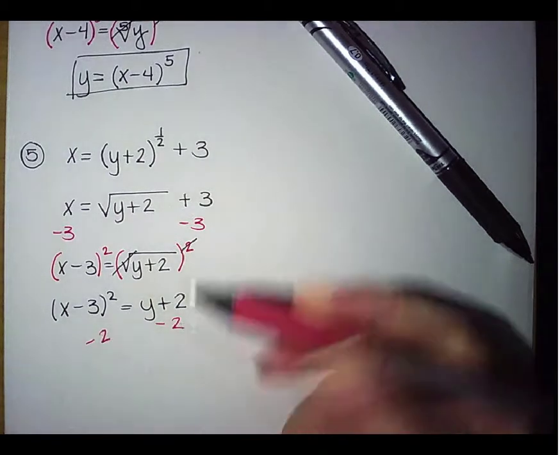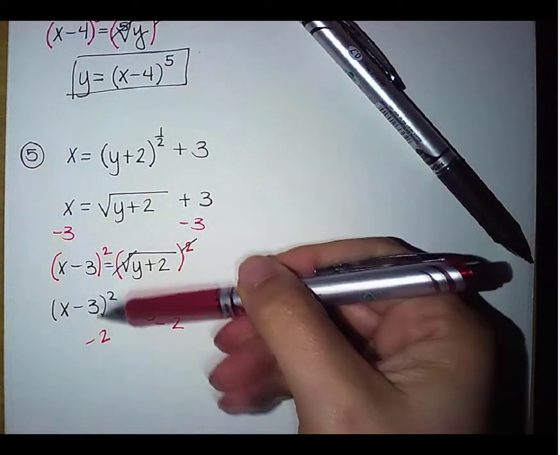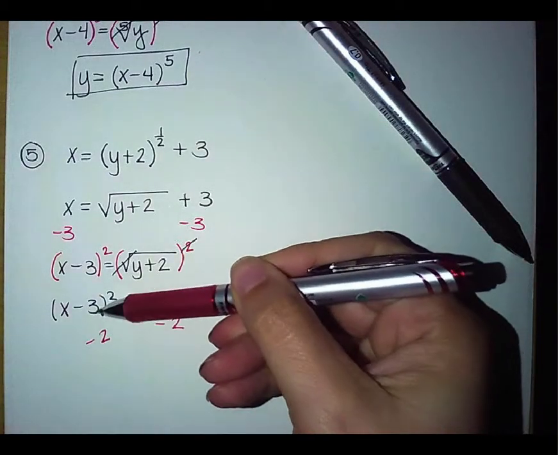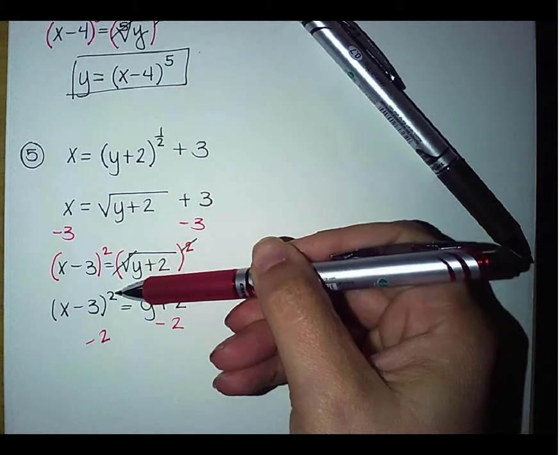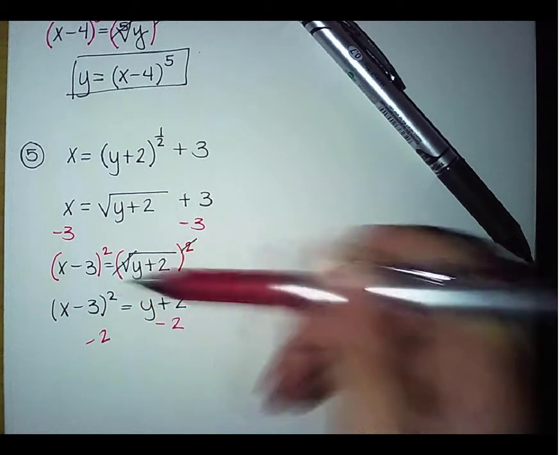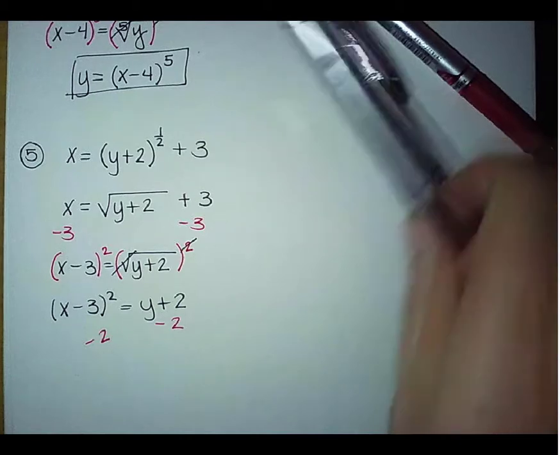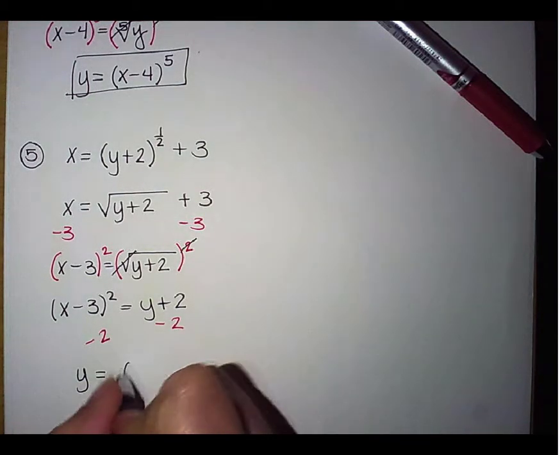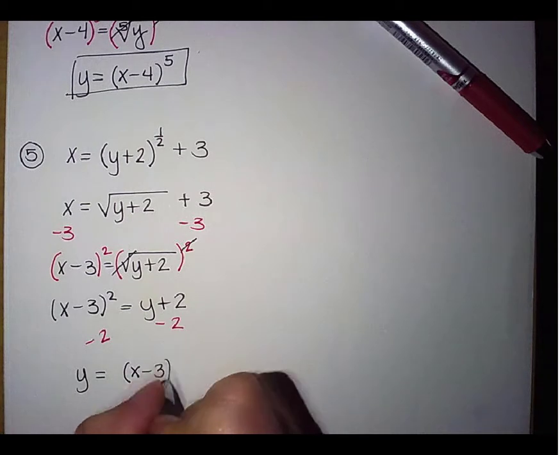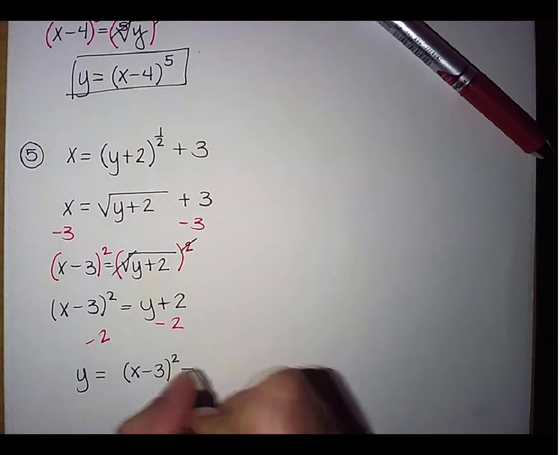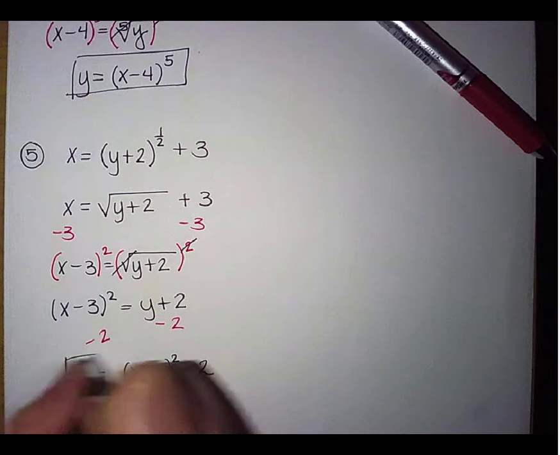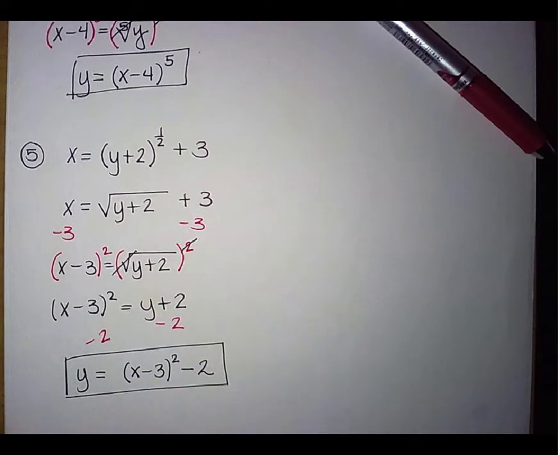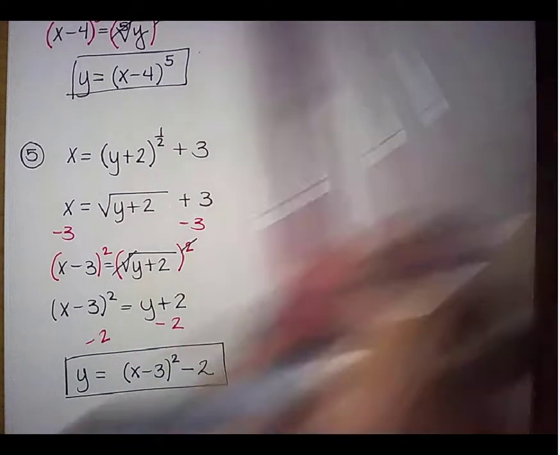Now be very careful. You cannot actually combine the -3 and the -2. Since the -3 is inside that parentheses being squared, you're just going to have to tack that -2 onto the end. So we're going to get y equals (x minus 3) squared minus 2. And this would be our answer for number 5. All right, we've got one more to go. Let's look at number 6.